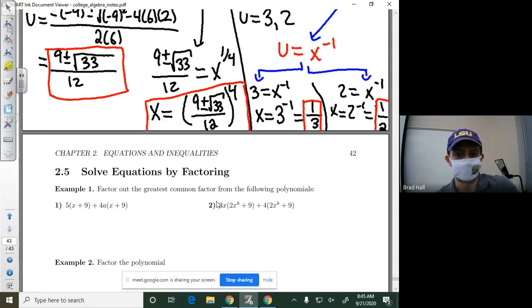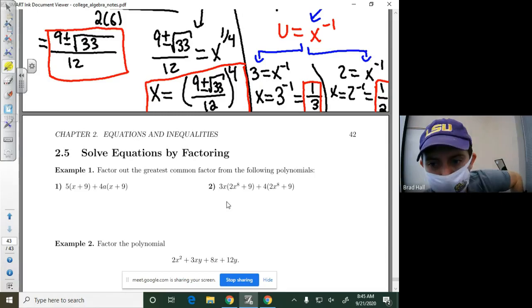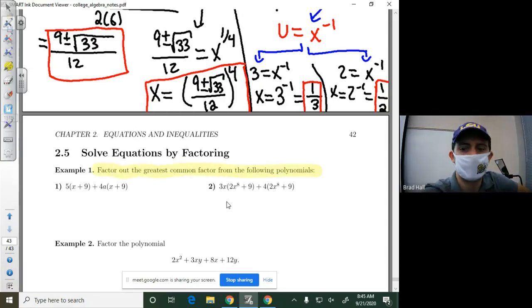The homework for this one shouldn't take you too long. Let's go ahead and talk through what these problems would entail, starting with problem 1 down here. There are a few questions on this homework that ask you to factor out the greatest common factor. There's not even anything to solve here. It doesn't say solve, it just says factor.